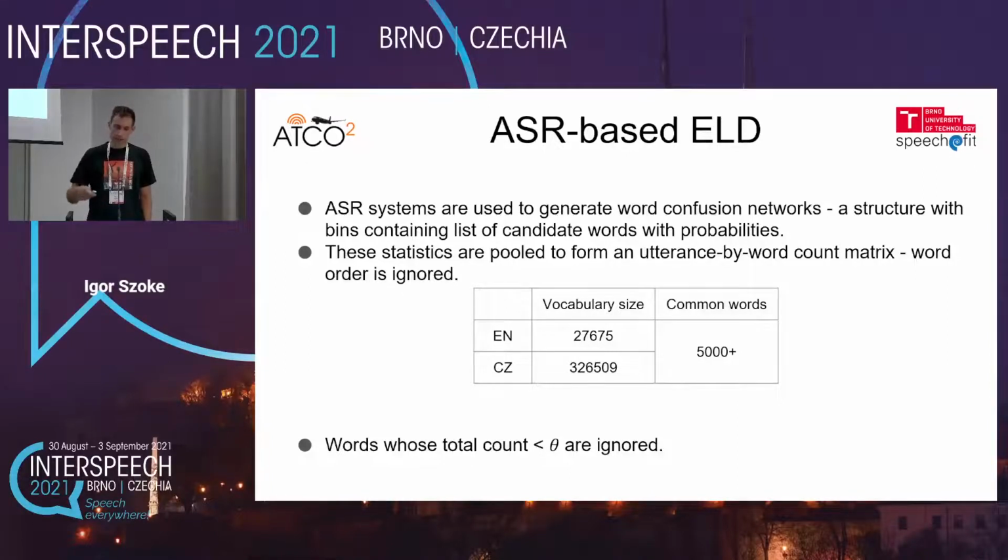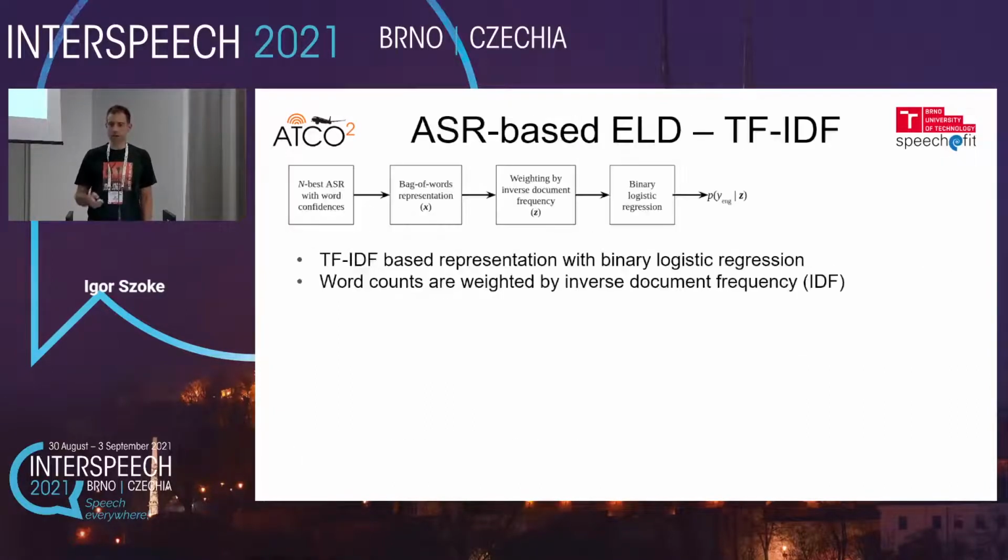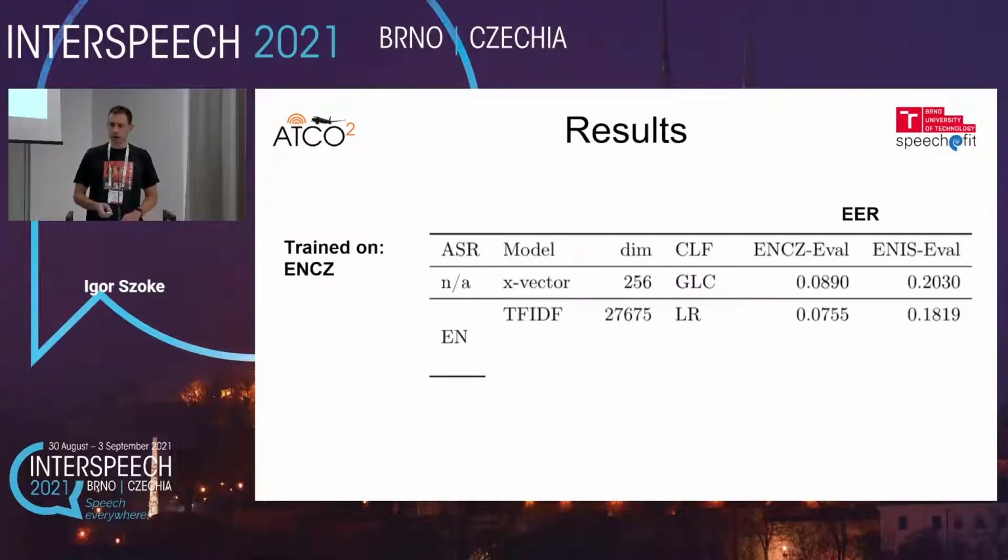As the output of ASR, we are using CNETs, or confusion networks, and the statistics of the words with the confidences we pooled together in one large heap and extracted a bag-of-words representation out of it. Then these statistics were passed into the TF-IDF technique, and again a binary logistic regression classifier was trained on top of it to classify English and non-English speech. How does this approach work?